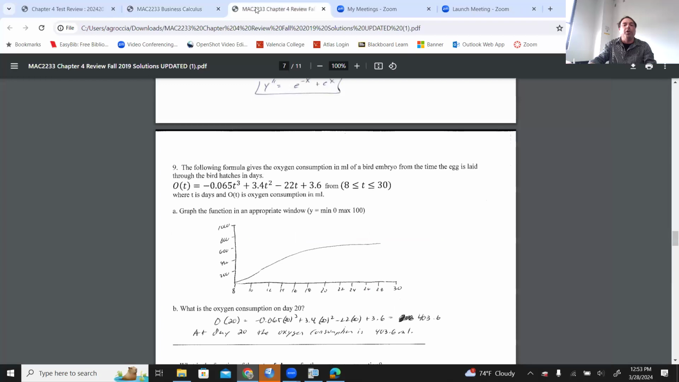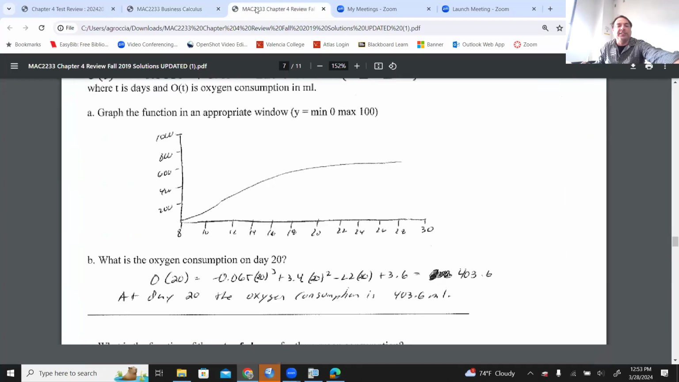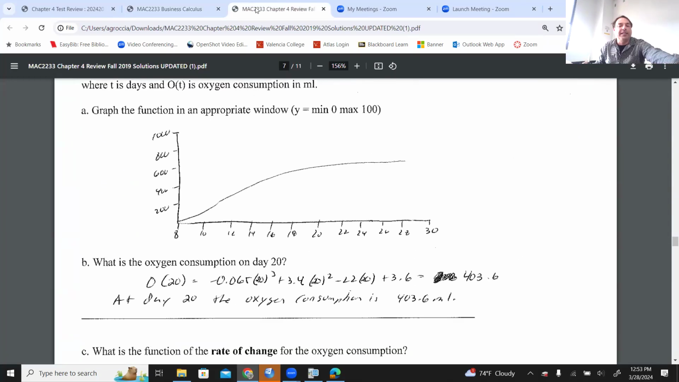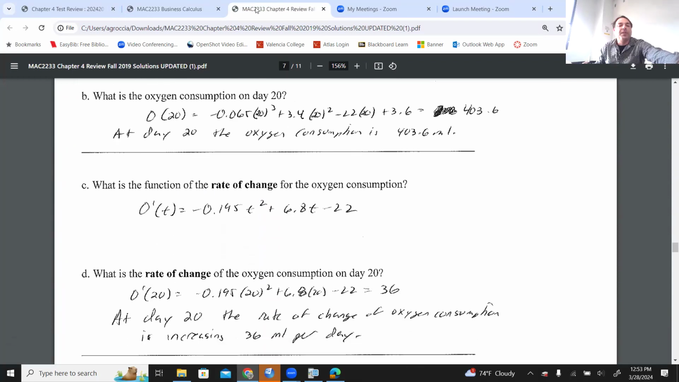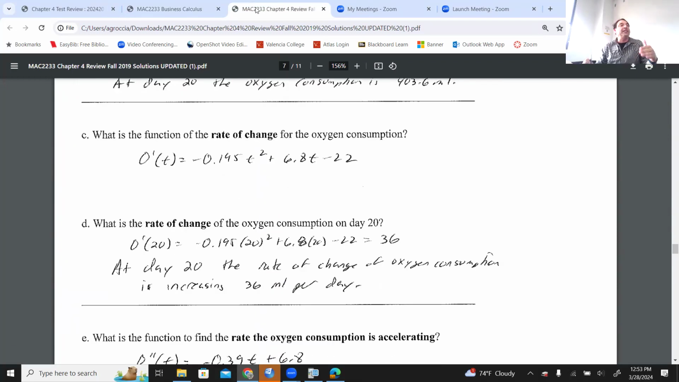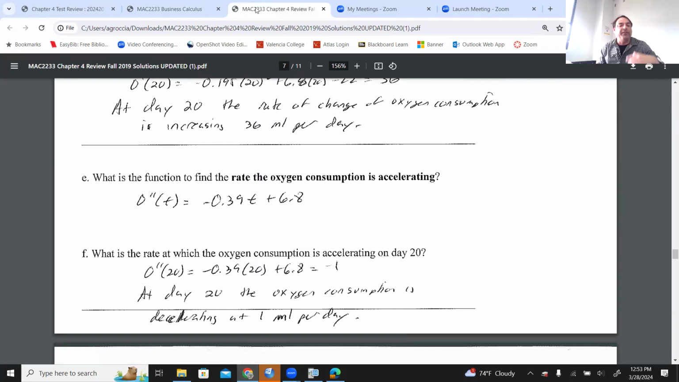So again, you'll work on it on your own, but when you work it out, you'll notice that 20 goes into the original. That tells you the oxygen consumption. When you take the derivative, that tells you how the oxygen consumption is changing. Now, when something's changing, it's not going to change that way all the time. The rate of change is also changing. That's when you take the second derivative, plug into that, and that tells you how the rate of change is changing. So the clue words are plug into the original, rate of change, first derivative, acceleration, second derivative.